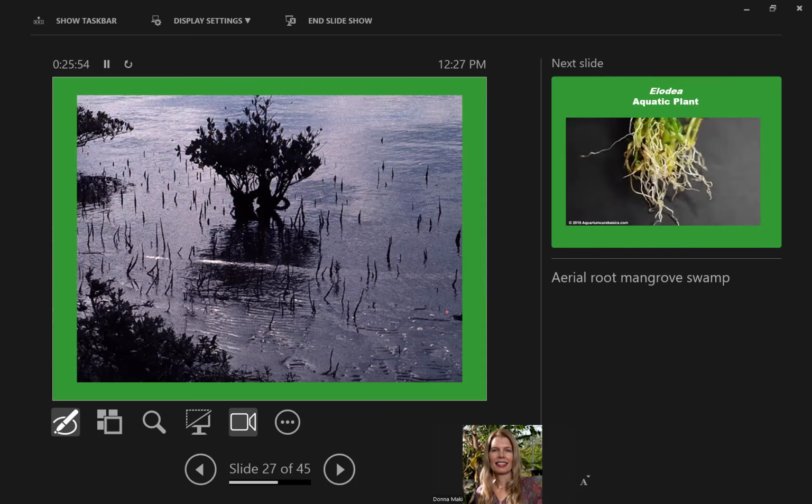Has anyone seen the mangrove swamps? If you get down to Florida on the coast, I encourage you to do that. The one I went on had a nice boardwalk and everything. It was really easy to walk through there and it was really well done.